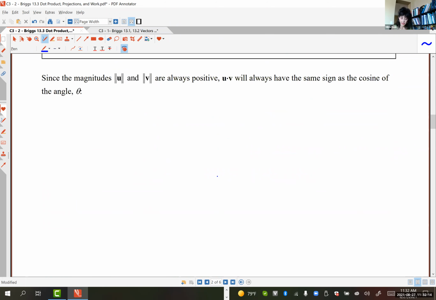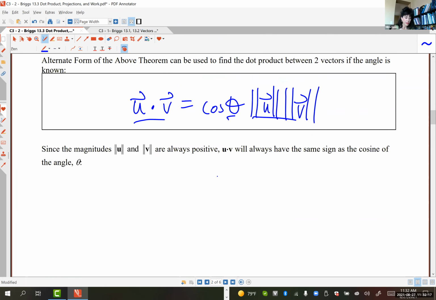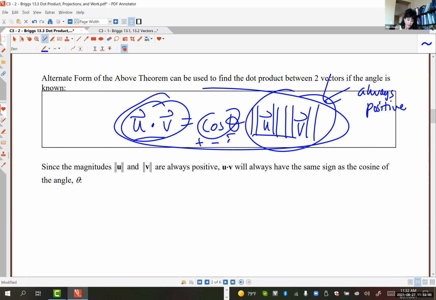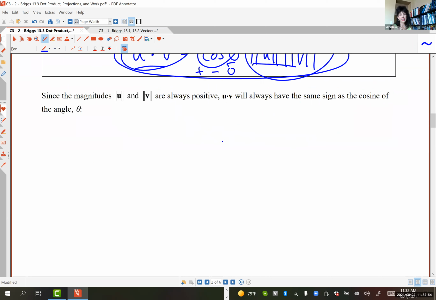Before we do a couple of examples and wrap this up, I want to talk about this version. Dot product can be positive, negative, or zero. How do you quickly tell if it's going to be positive, negative, or zero without even actually performing the dot product? Magnitudes are always positive, so they're not going to contribute to the positive, negative, or zero end result. But cosine can be positive, negative, or zero. That cosine is going to be the distinguishing factor on whether your dot product will be positive, negative, or zero.